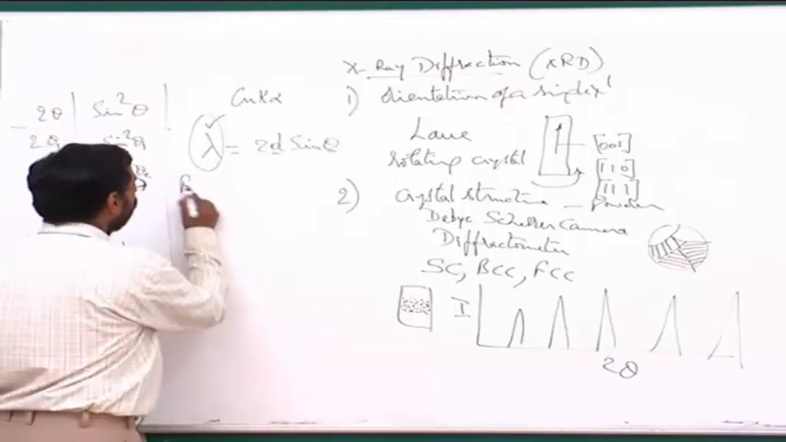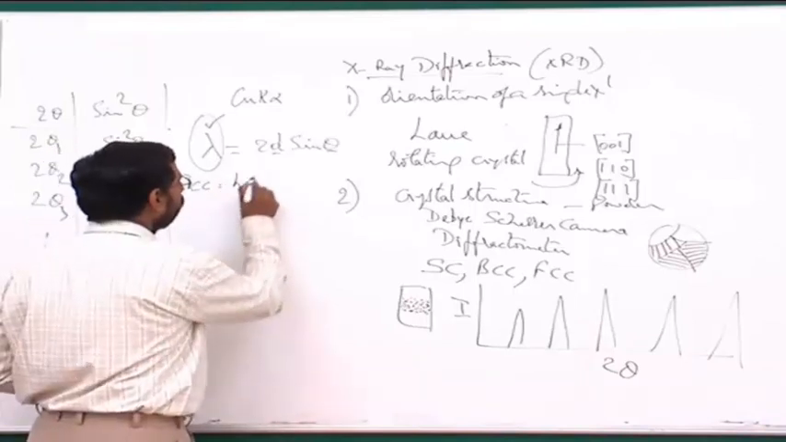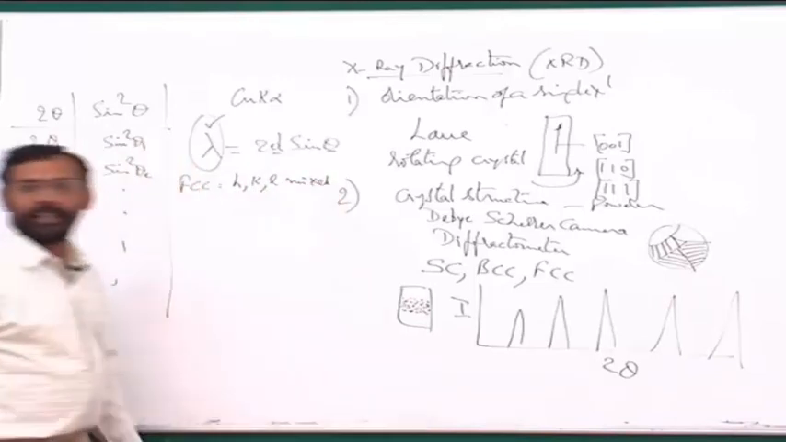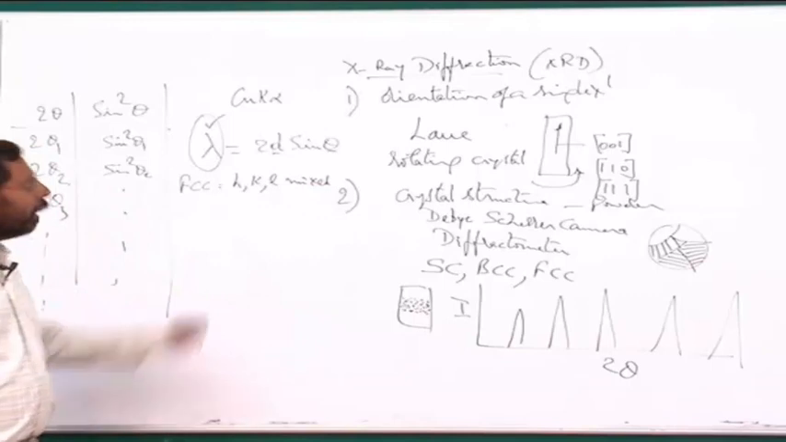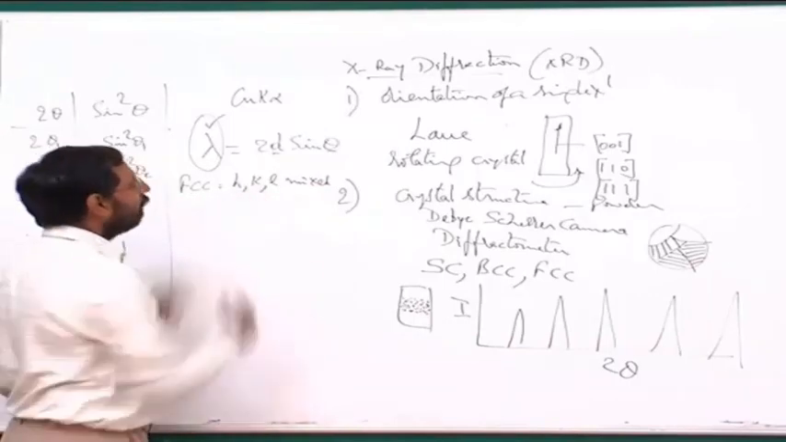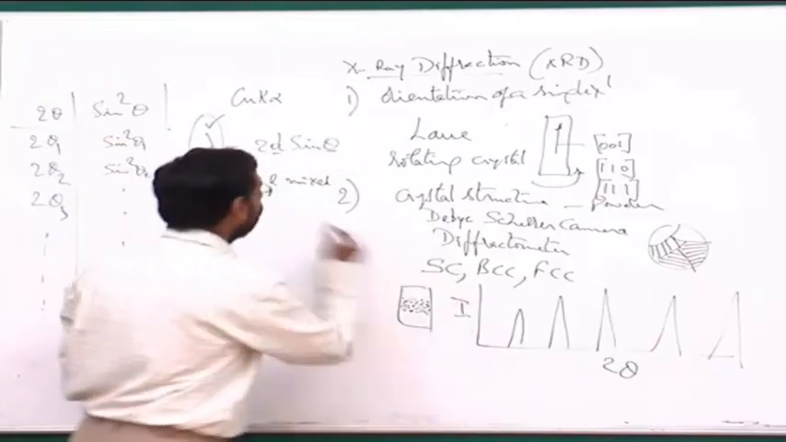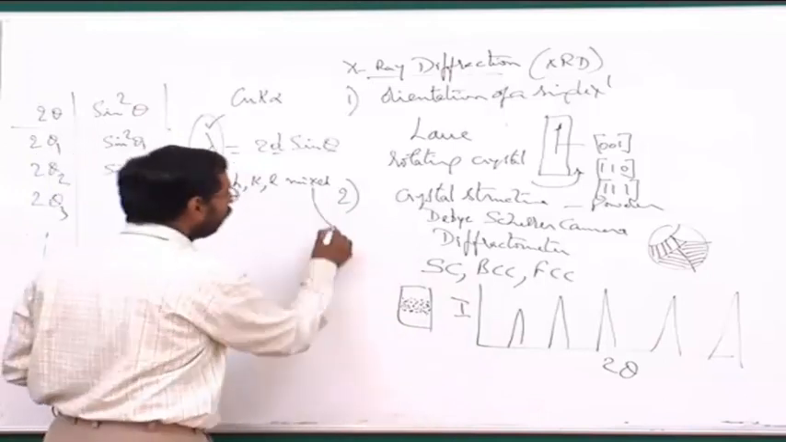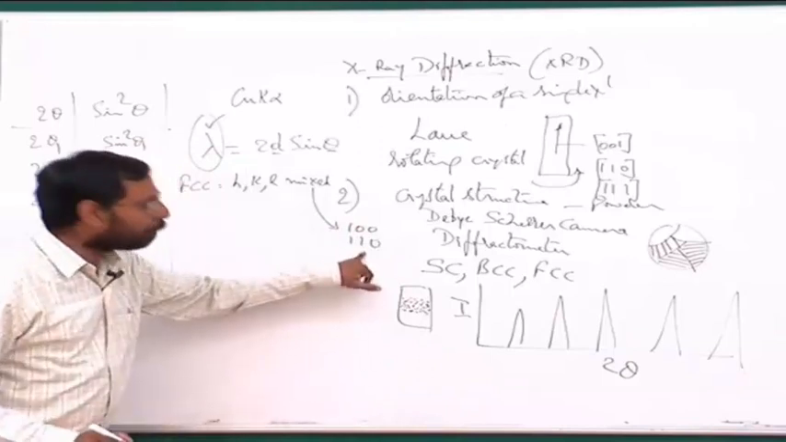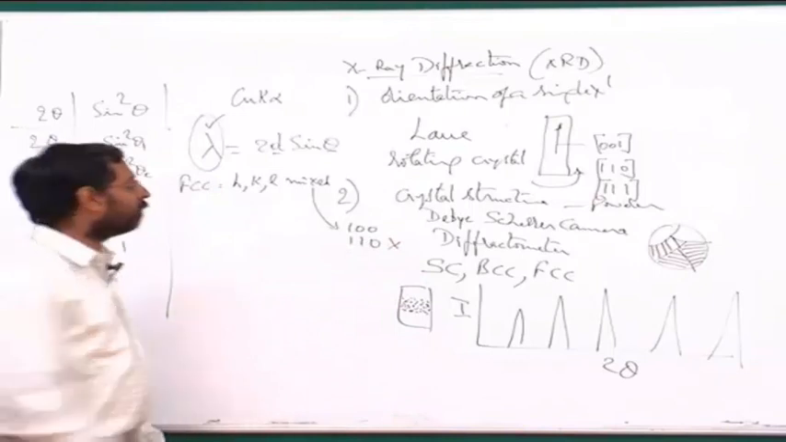For example, we have said for FCC, if the HKL are mixed, then you do not get any diffraction pattern, any intensity for that plane at all. What do I mean by mixed? That means if in HKL some of them are odd and some are even, then you will not get any peak corresponding to such a plane. For example, if I take 100 or 110, you see here 2 of them are odd and 1 is even, and such a peak does not exist in an FCC pattern.